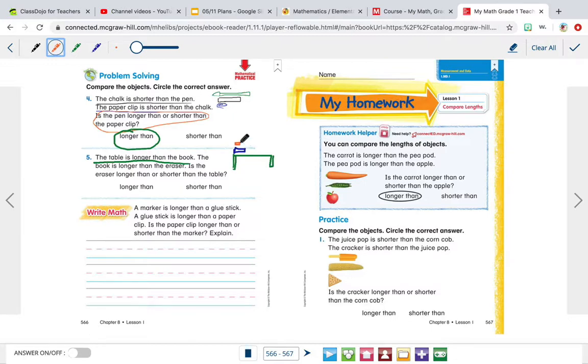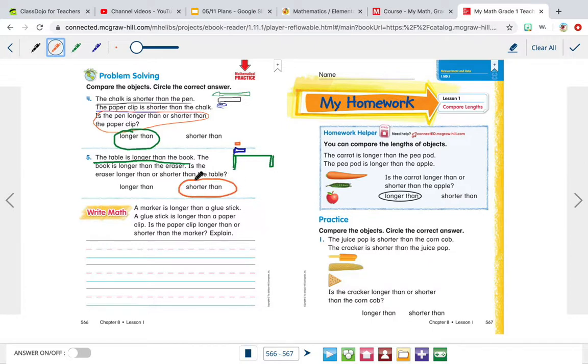So we know that the table is longer than the book, and the book is longer than the eraser. So now what they're asking us is, is the eraser longer or shorter than the table? So here's the eraser, and here's the table. Is the eraser shorter than the table, or is the eraser longer than the table? Well, look at my little eraser right here. Is it shorter or longer? Here's the length right here, and here's the length right here. I hope you're saying that the eraser is shorter than the table.